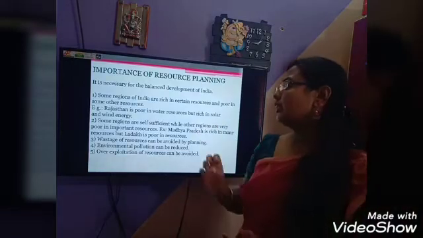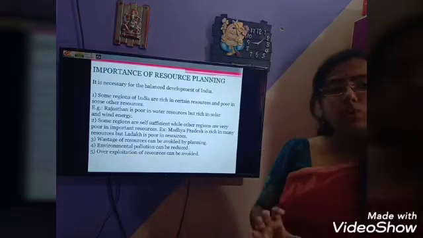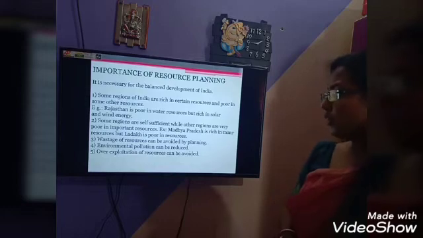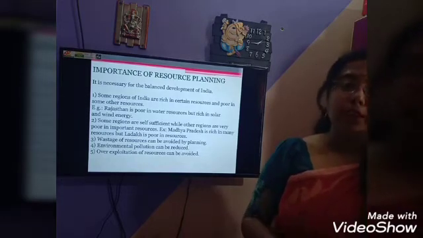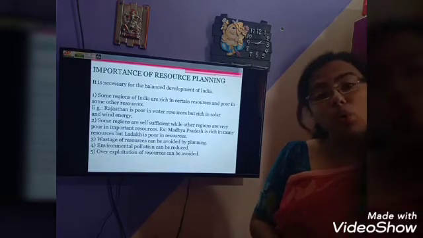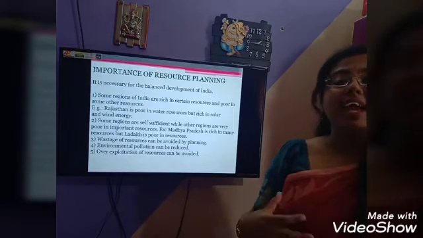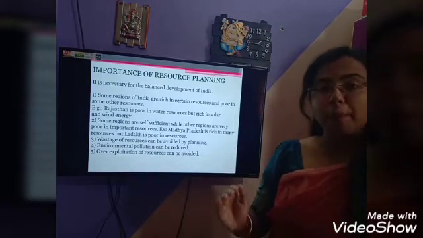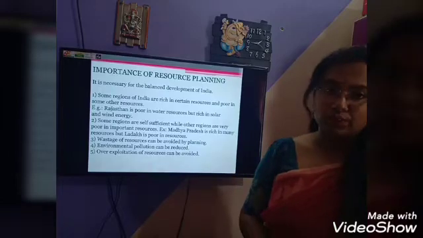Also, with the resource planning, we can reduce the wastage of resources, the environmental pollution can be reduced, and also people can get aware for the proper use of the resource. Next.